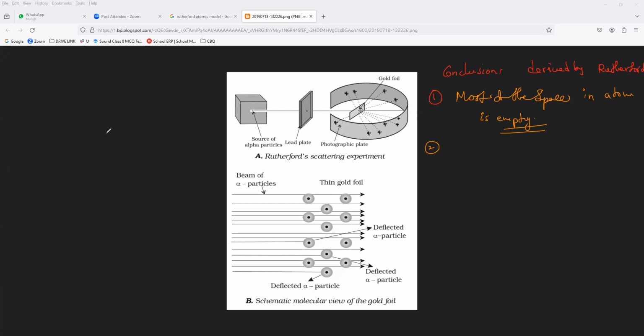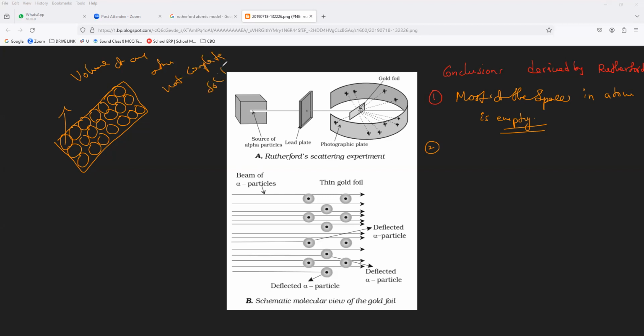So what I'm trying to say: gold is a solid, continuously a solid. It is made up of atoms, so throughout the volume, gold is a solid. But the atom is not a complete solid. The volume of an atom is not completely solid. Inside there is an empty space. That is why the majority of the alpha particles are passing through. That is what you have to remember. Okay, guys?